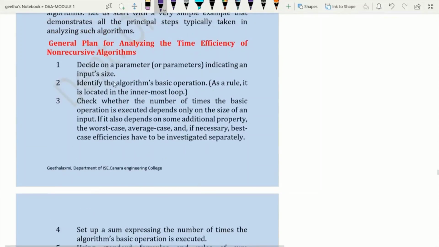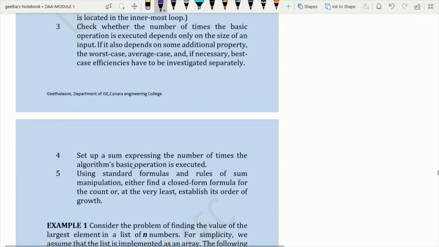Let me repeat. The first step is to decide the parameter that indicates the input size. Second is to identify the basic operation. Third is to check whether the number of times the basic operation is executed depends on the input size. The fourth is to set up a sum expressing the number of times the algorithm's basic operation is executed. Fifth, use the standard formulas and rules of sum manipulation to decide the time efficiency.